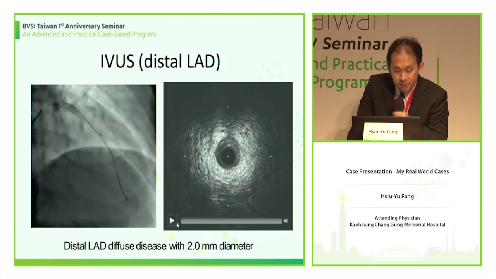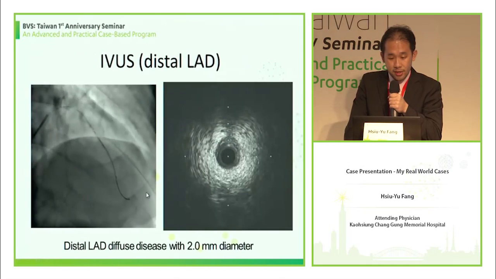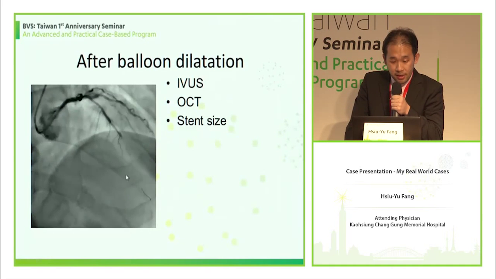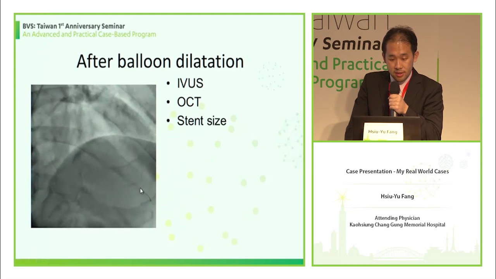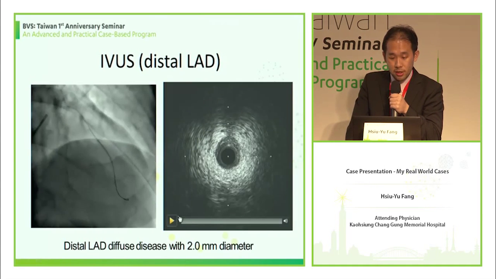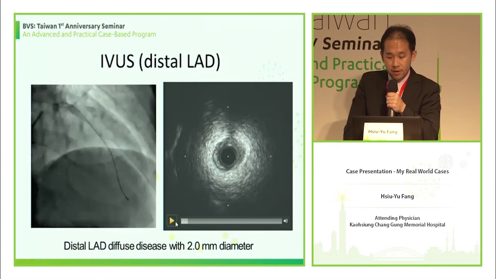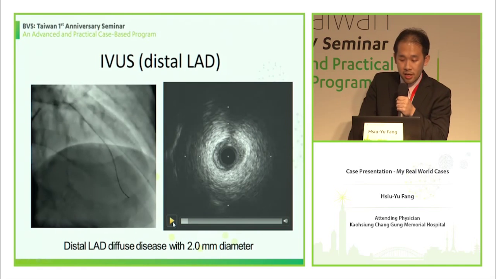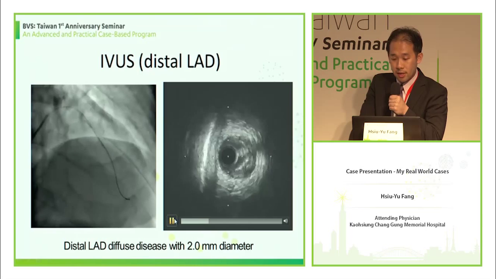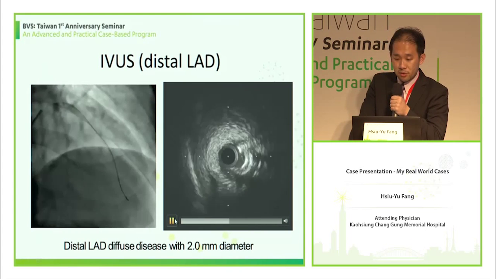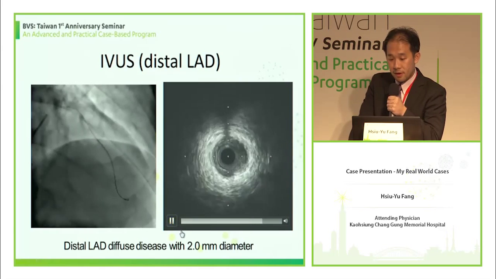We introduced the IVUS catheter to the very, very distal LAD because we decided to put the stent maybe from the very distal LAD bifurcation here. So we need to know the vessel size of this portion. In IVUS, we can see the very distal LAD showed diffuse disease and only has a 2 mm vessel diameter at this portion. And at this portion it is much better, increasing up to 2.5 or 2.75.